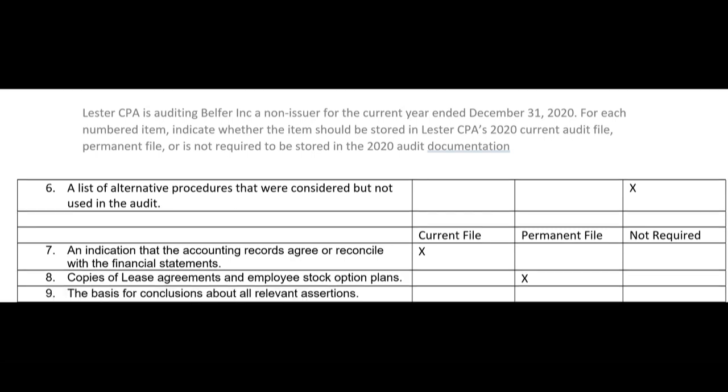Number nine, the basis for conclusions about all relevant assertions. Well, I can't think of anything more important than that to put in the current file, because that would include substantive procedures performed, such as confirmations, inventory observation and test counts, results of your two-directional testing for vouching and tracing. That's how you would base your conclusion about relevant assertions, such as completeness, existence, occurrence. So definitely number nine in the current file.